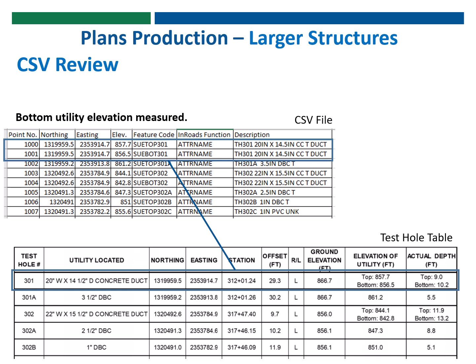Larger structures in the CSV file: ensure that the bottom utility elevation is included. In this example, you can see that point 1000 and 1001 have the same northing and easting. However, the elevations are different for the top and bottom elevation, along with the feature codes being different, with the top elevation getting a feature code of SUE Top 301 and the bottom elevation getting a feature code of SUE Bot 301.